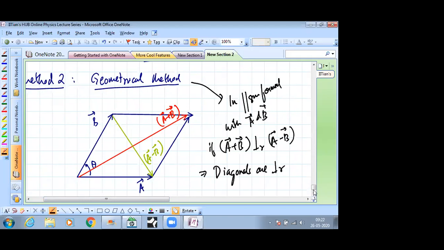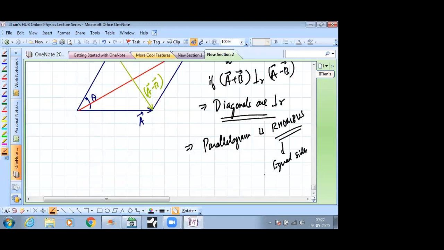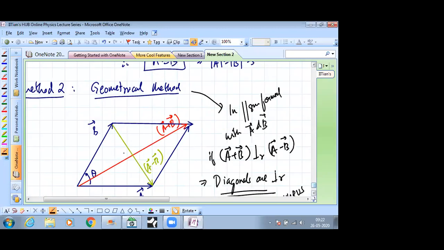Okay. Now, what kind of parallelogram has perpendicular diagonals? Only when it is a rhombus. So this condition now implies that the parallelogram is in fact a rhombus, with equal sides. So magnitude of A is equal to magnitude of B. So the condition for this angle here to be 90 degrees is that these sides must be equal. So mod A must be equal to mod B. So you can use the property of rhombus and understand this.